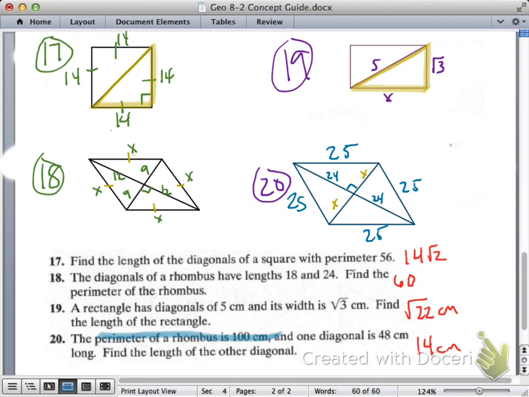Hope this went well. We just learned the Pythagorean Theorem. That is awesome. I'm tired. I'm going to get a good night's sleep now. Hope you do too. Bye.